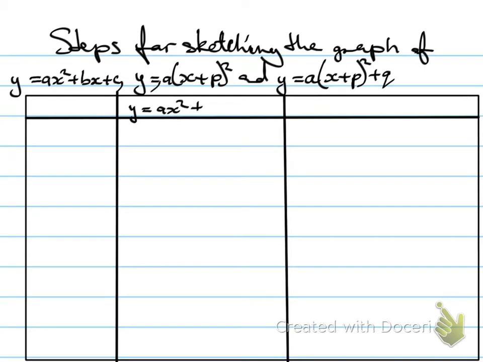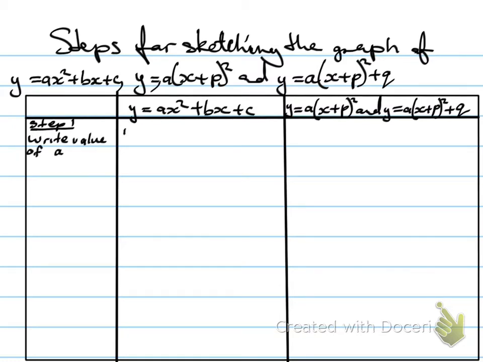So when you are drawing these graphs, the first thing that you do is you write down your a. What is the value of your a? Remember, if a is less than 0, it's a maximum point or a frown. If a is greater than 0, it's a smile. So this happens for all forms of these functions.